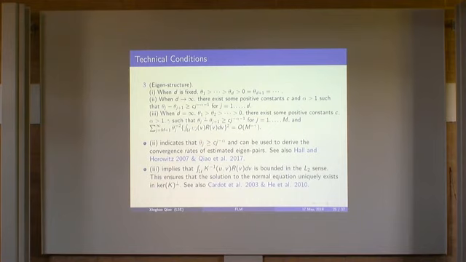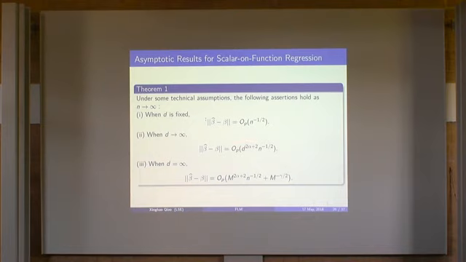And in the previous Bathia paper, they only consider the case that D is fixed, but now we extend it to the approaching infinite dimensional setting and the truly infinite dimensional setting. And also we have the boundedness assumption on the composite function. These are the typical assumptions in the functional regression literature. Okay, so these are the three results we have for the scalar functional regression.